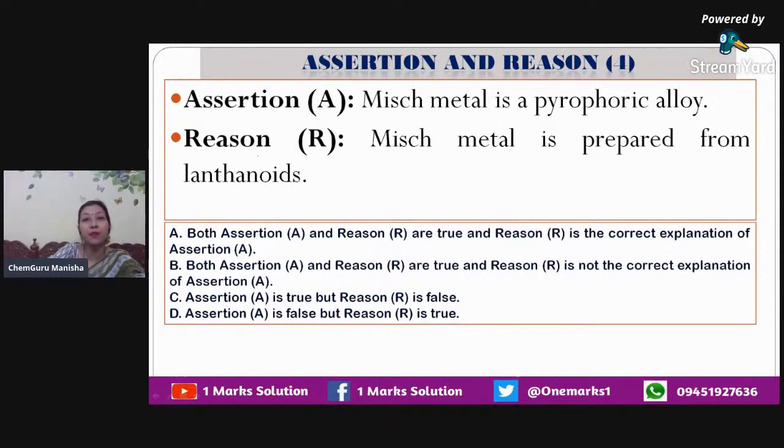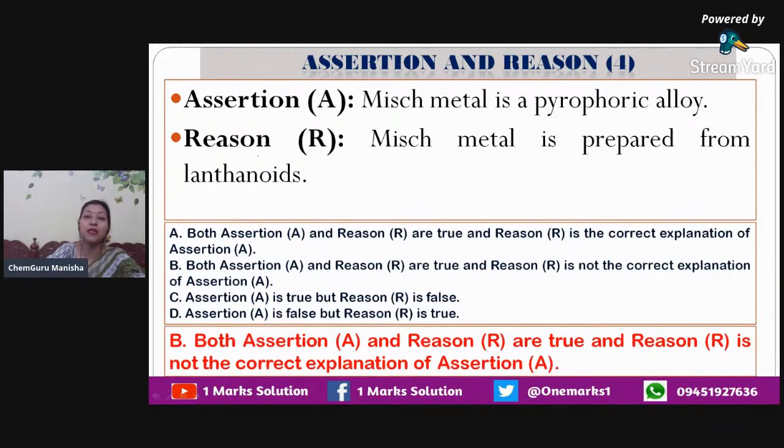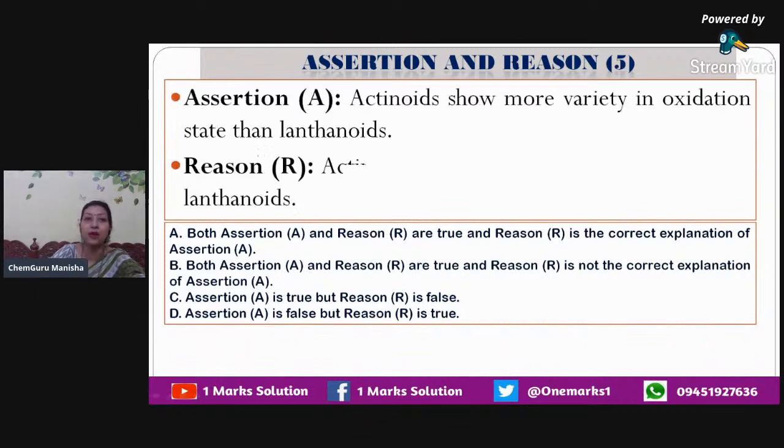Fourth statement is mixed metal is a pyrophoric alloy. Now, when I say pyrophoric alloy, it means that it is impacted with the heat. Pyro का word meaning यहाँ पर science में heat से related होता है. So mixed metal is prepared from lanthanoids. So assertion is also true, reason is also true, but the reason is not explaining why it is a heat based alloy. So assertion, reason both are true, but they are not explaining each other pretty well.